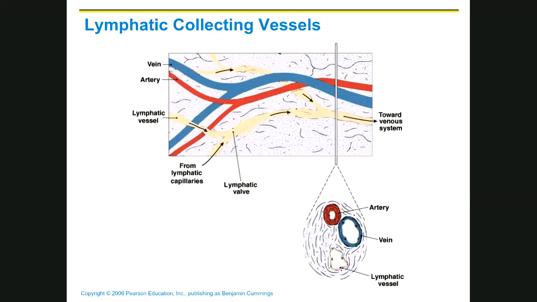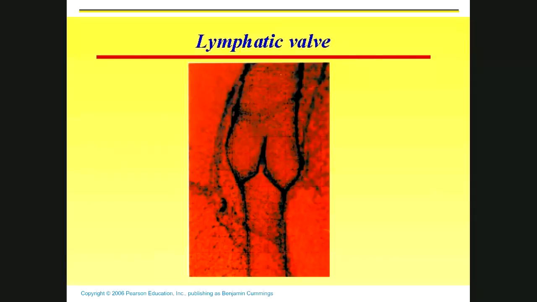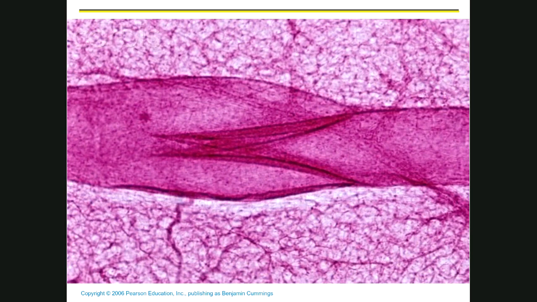Another way that they're like veins is that they have valves. There's a valve right there. If you look at this valve, you can see that fluid can move this way and the valve will open. But if fluid tries to go backwards, the valve is going to close. That's exactly the way we saw in the vein. So fluid can go this way, but it can't go backwards because it gets trapped in there. Does that make sense? Any questions?